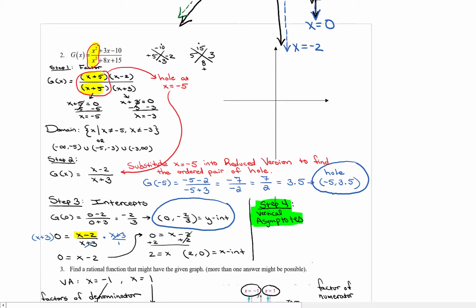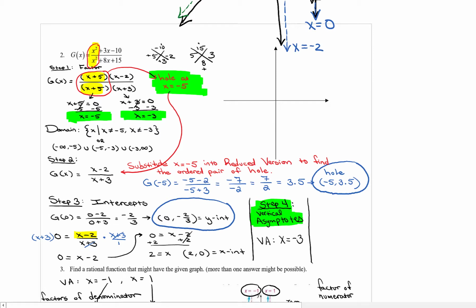So you have to keep this in mind. If you find those restricted values, and any of them ends up being a hole, where you've got the same factor in the numerator and denominator and they cancel out, that's not going to fall into the category of vertical asymptotes. So I don't want to include that x equal to -5. The only vertical asymptote here is going to be at x equal to -3. That'll be my only one. Let me write VA next to it so it's very clear this is a vertical asymptote. And that's it.